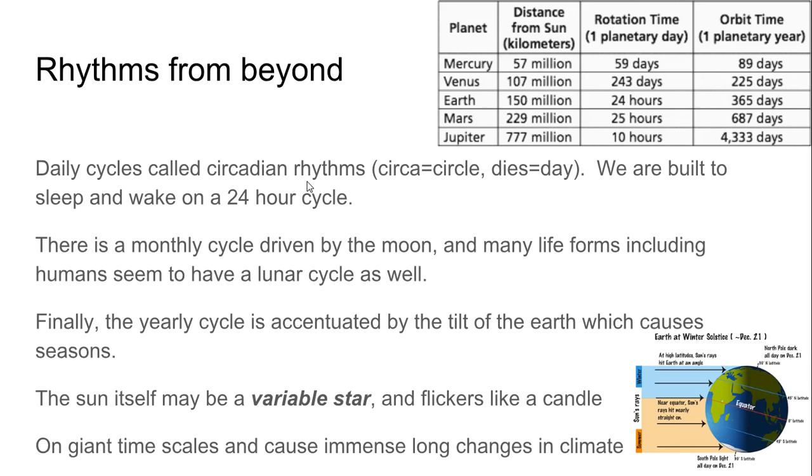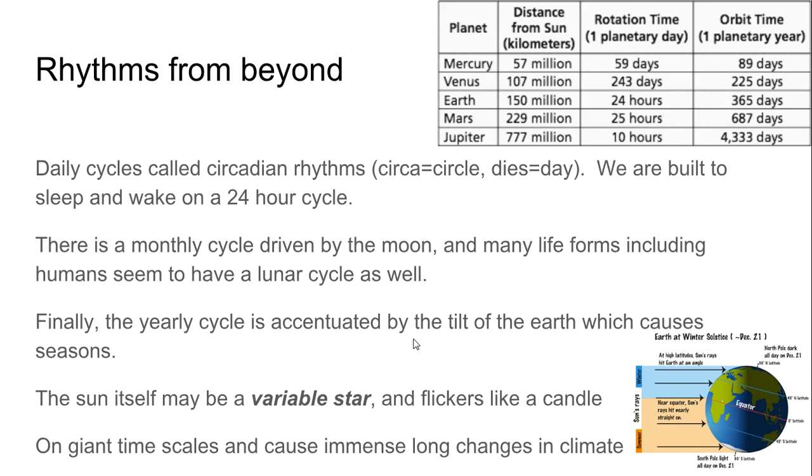The daily cycle is called a circadian rhythm; circa is circle, dias is day. We are built to sleep and wake on a 24-hour cycle. There is a monthly cycle driven by the moon, and many life forms, including humans, seem to have a lunar cycle as well. The moon takes 28 days to go around the Earth. It causes the tides and seems to cause tides in the human body and other animals. Finally, we have a yearly cycle, which is accentuated by the tilt of the Earth, which causes seasons.